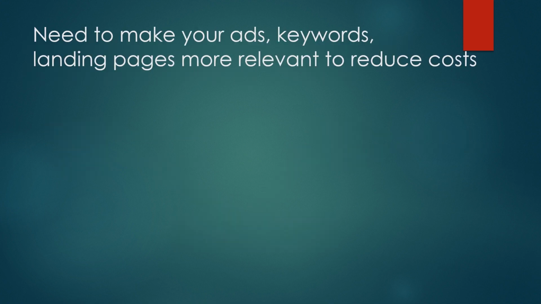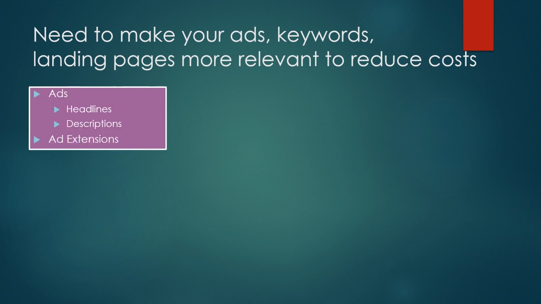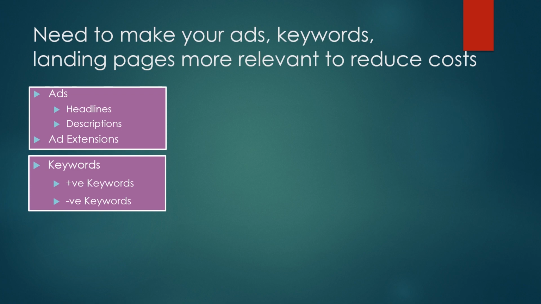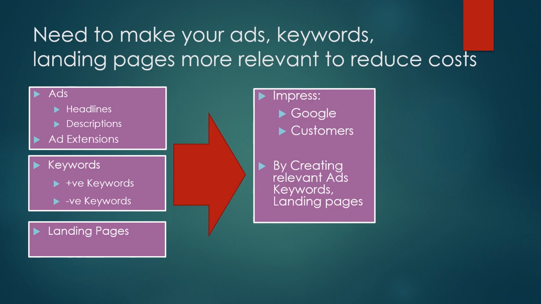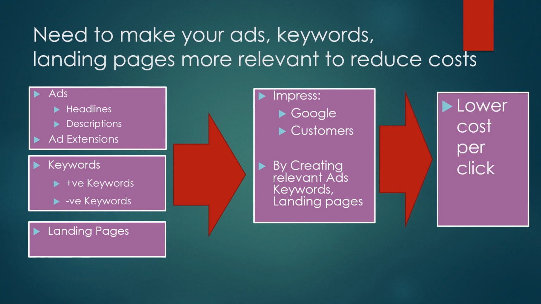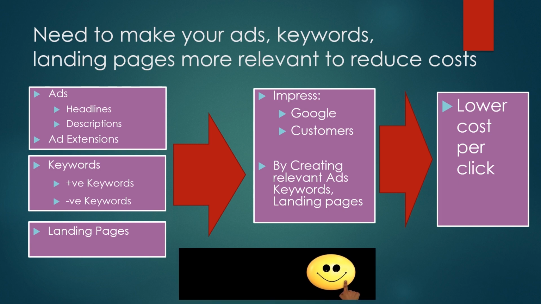You need to make your ads and keywords and landing pages more relevant to reduce costs. From an ads point of view, you have to have relevant headlines and descriptions, relevant ad extensions. Your keywords, both positive and negative, need to be relevant, and you need to create relevant landing pages. You have to impress both Google and your customers by creating relevant ads, keywords, and landing pages. This will result in a lower cost per click, which will result in a happier customer and a happier you.